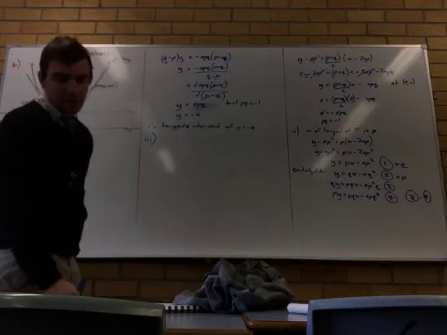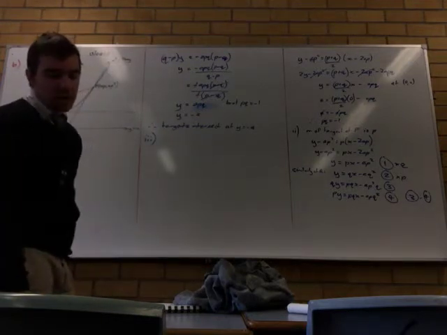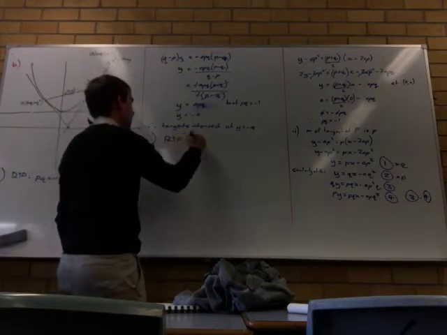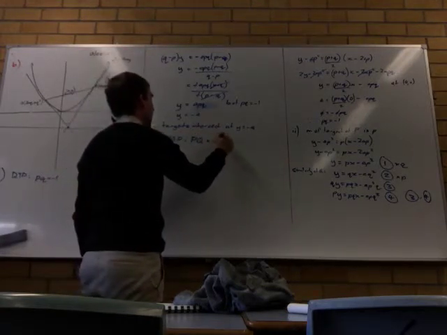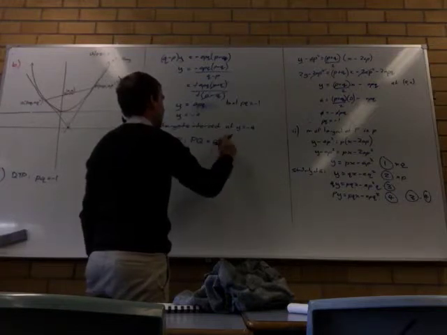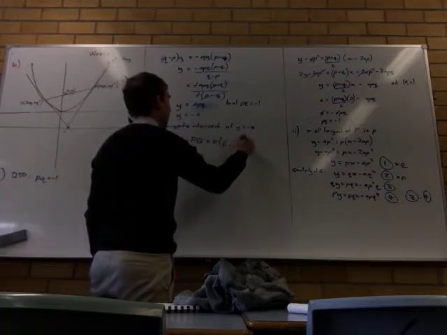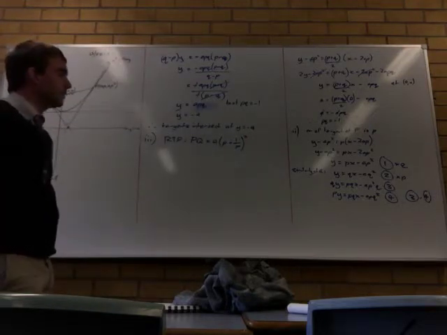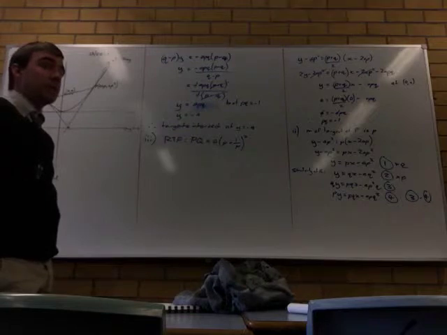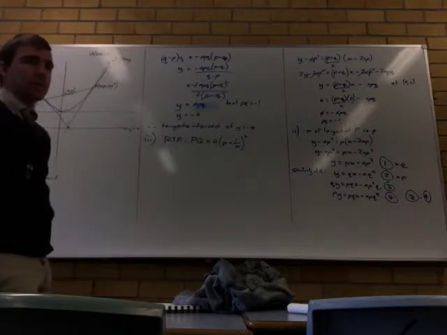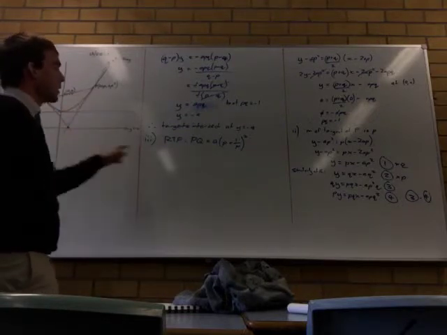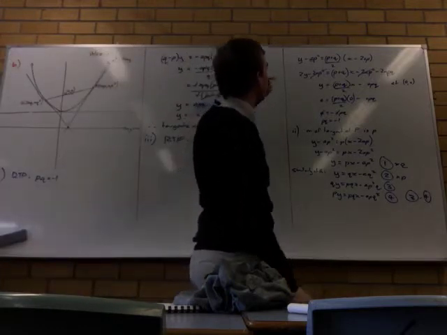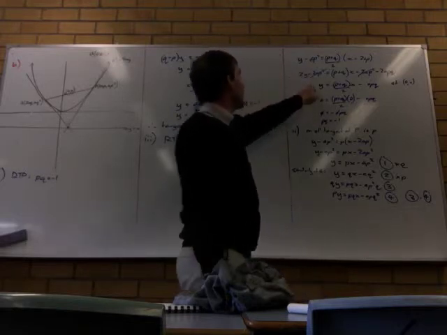Alright, part 3. Now we're showing the locus. Show that PQ. So required to prove that PQ is A outside of 1, P, plus 1 over P, all squared. So we still have parameters involved here. So we're not actually showing a locus, we're just showing the equation of the chord PQ into that format. So we're going from this to this.